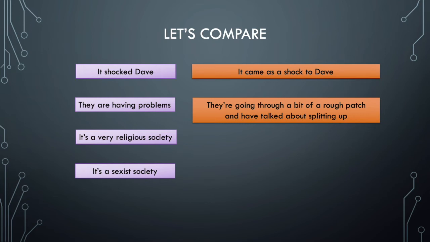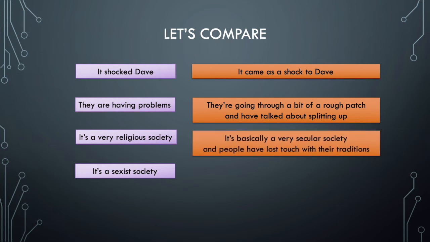It's just more nuanced. It offers more information than just "problems." What kind of a problem is it? Is it something that is fleeting? It's temporary. It's a trial separation. It's okay. "It's basically a very secular society." Very secular doesn't mean that they are not religious at all, but like we can say right after that, they have lost touch with their traditions.